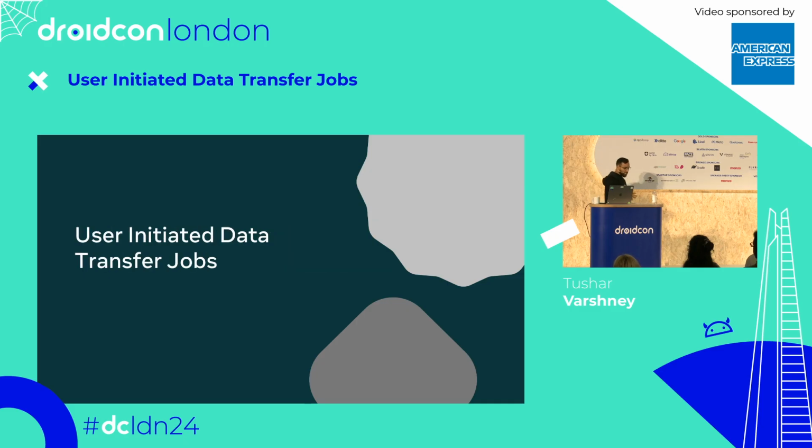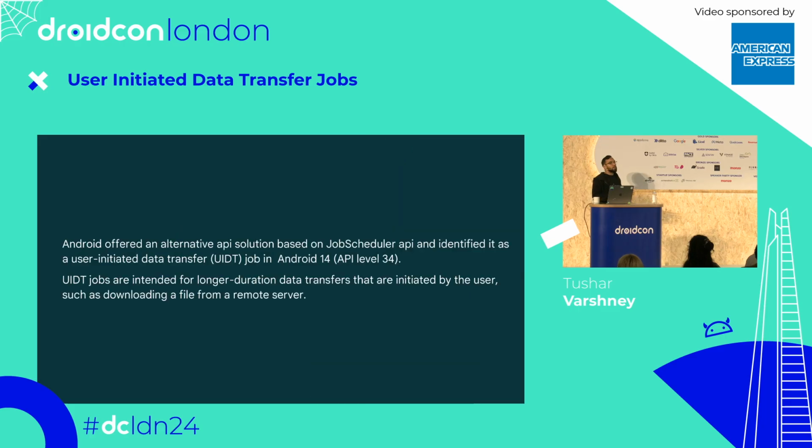Now, in Android 14, we got a new API, user-initiated data transfer jobs. UIDT jobs are based on the existing JobScheduler APIs, and you can run them for longer-duration data transfers that are initiated by the user. They are specific to cases where we want to do data processing, like downloading a file from a remote server, or scheduling a backup job initiated by the user. But the caveat is that this needs to be based on a user action.